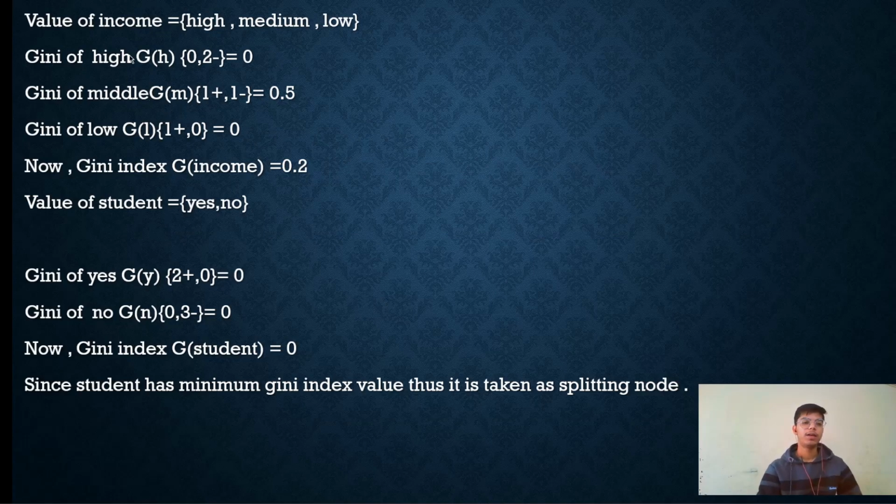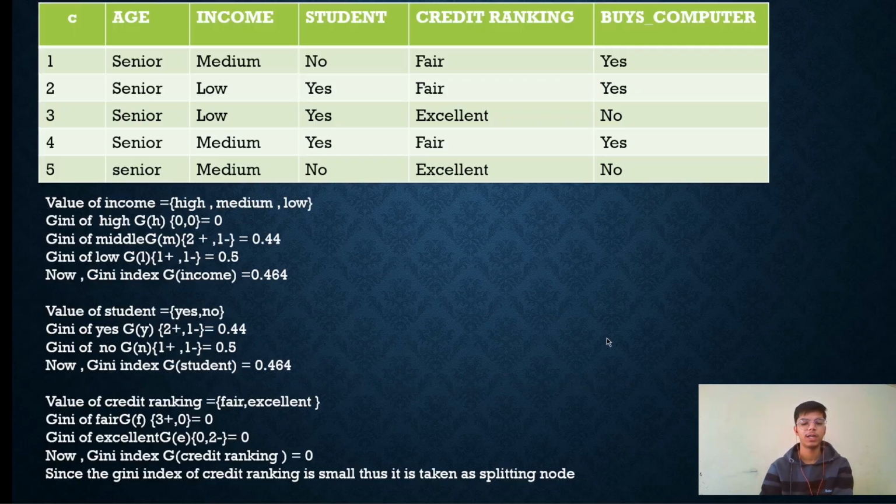Similarly, we will do the same procedure, and we will get the Gini index of income as 0.2, and for student we will get the Gini index value as 0. Since student has the minimum Gini index, which is 0, it will be taken as the splitting node.